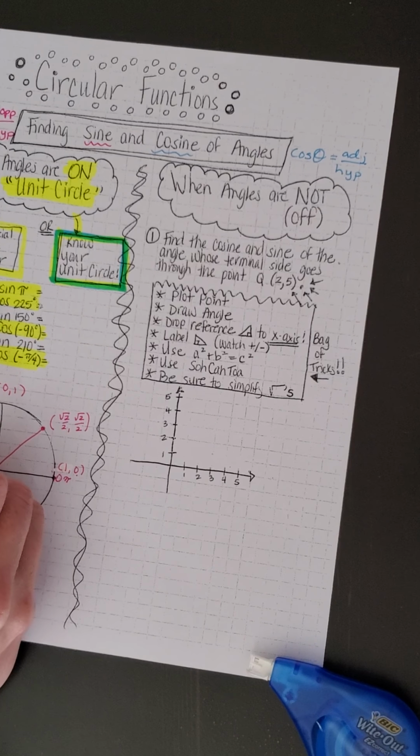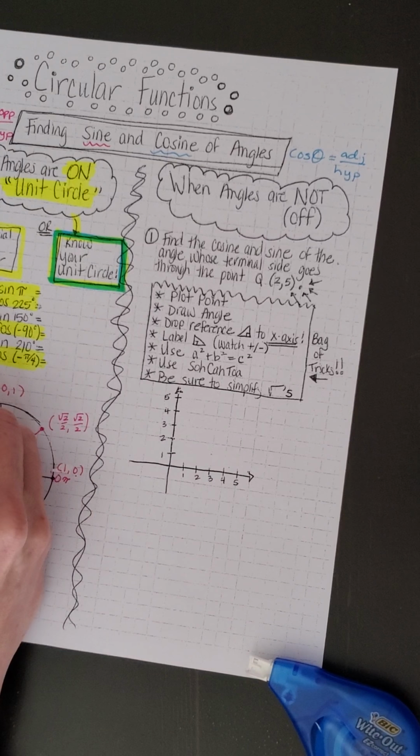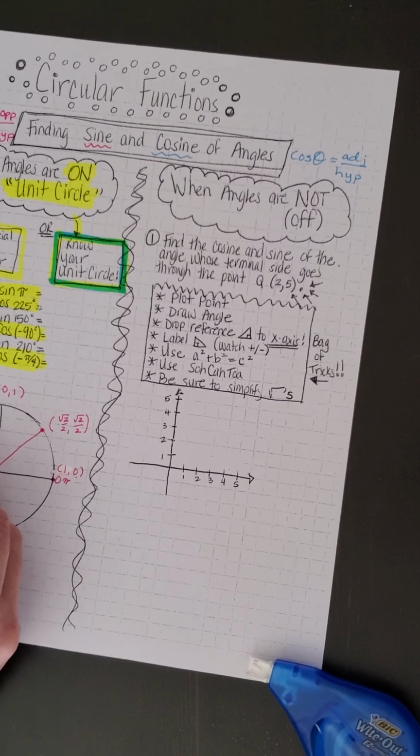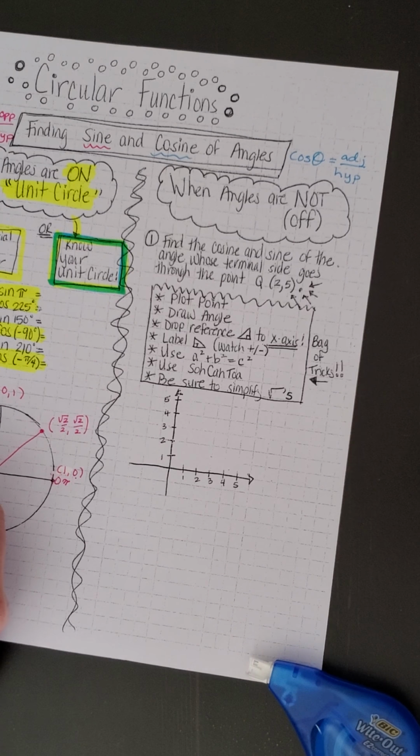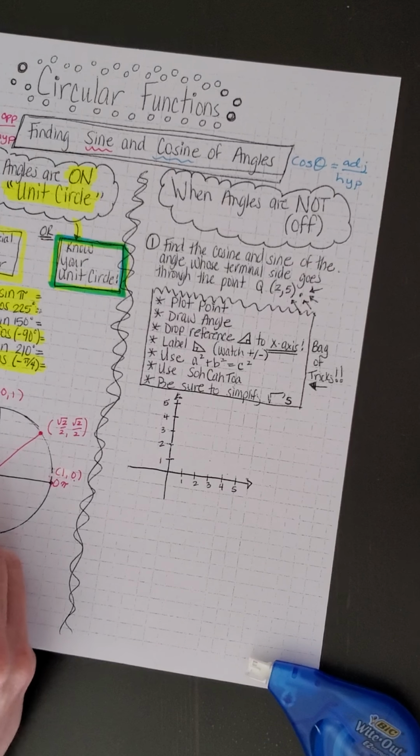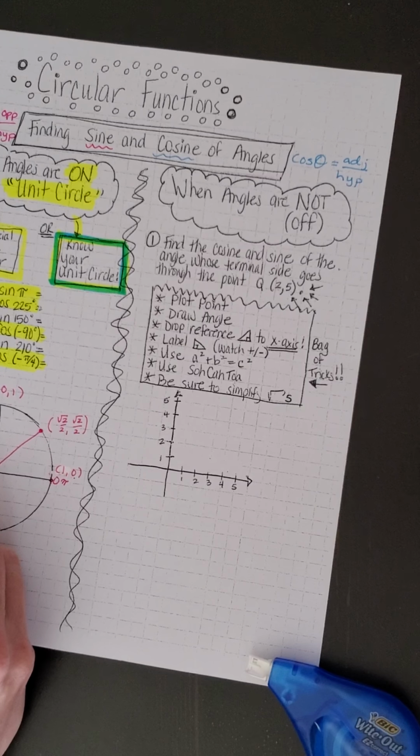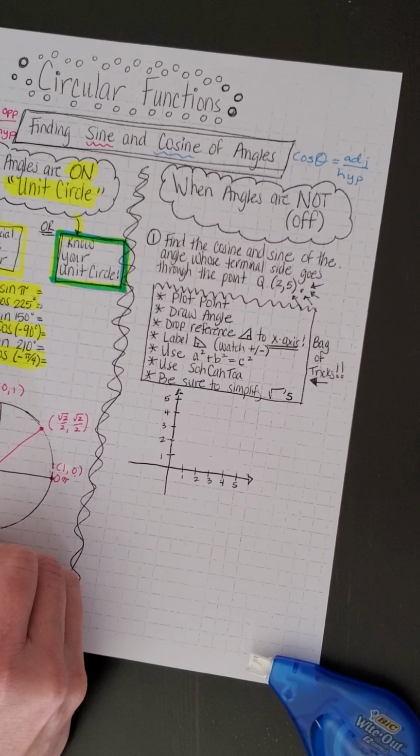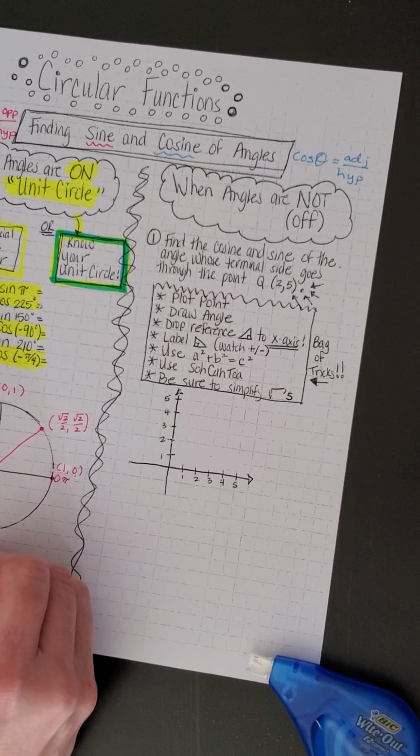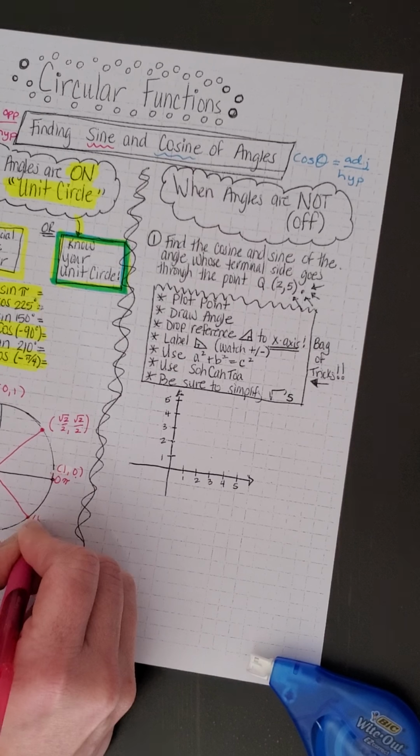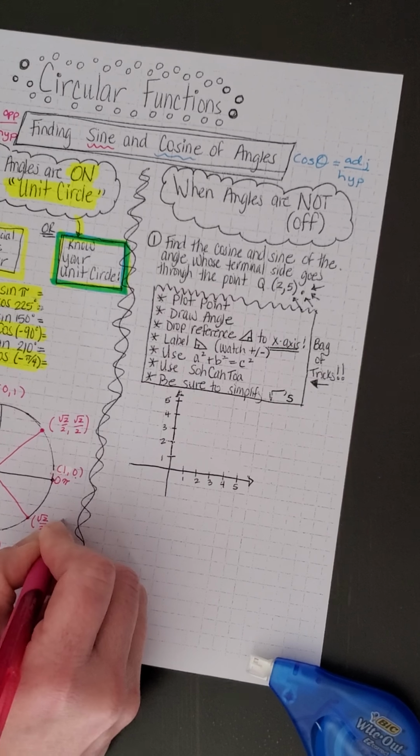Another 45-degree increment right here. The x's are negative here, so negative square root 2 over 2, and then square root 2 over 2. Right here is negative 1, 0. Right here, another 45 degrees: negative square root 2 over 2, negative square root 2 over 2. This would be 0, negative 1. And another 45 degrees would be square root 2 over 2, and then negative square root 2 over 2.